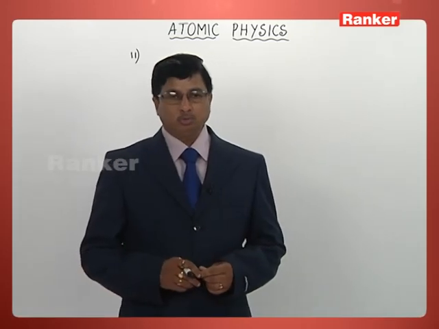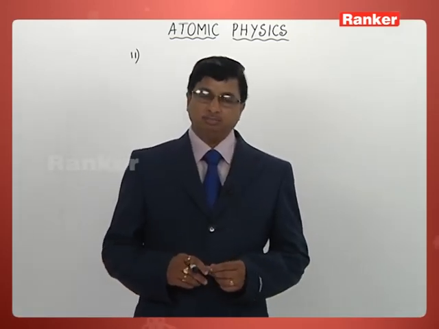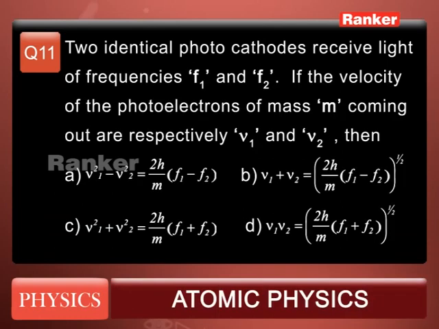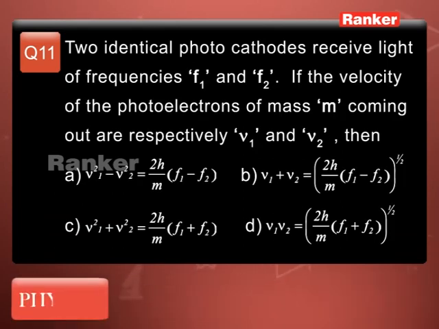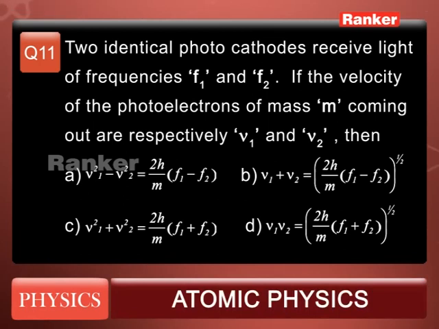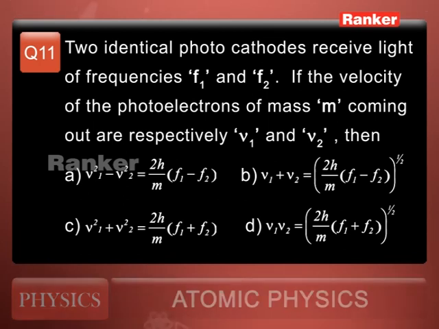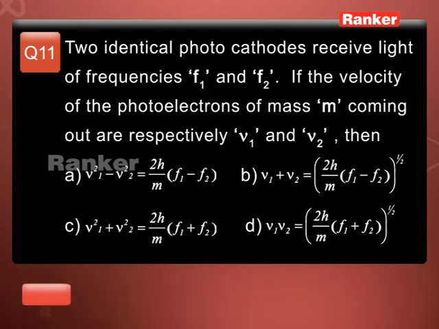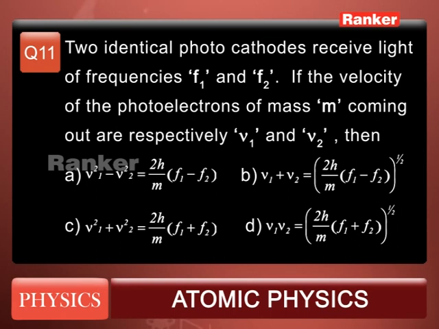Let us switch over to problem number 11. Two identical photocathodes receive light of frequencies f1 and f2. If the velocity of photoelectrons of mass m coming out are respectively v1 and v2, then what is the relation he has asked? The options for this question are given this way.